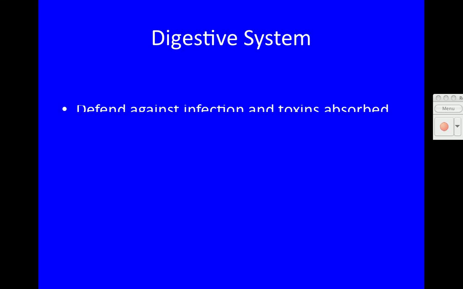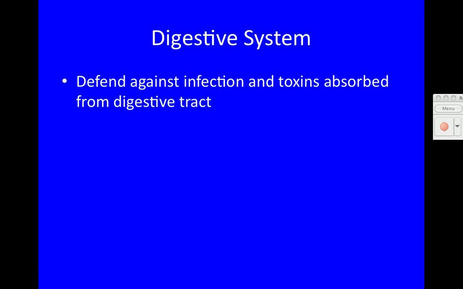With the digestive system, we have defenses against infection through our stomach acid, as well as against the toxins that can get absorbed from the digestive tract, which our liver provides.